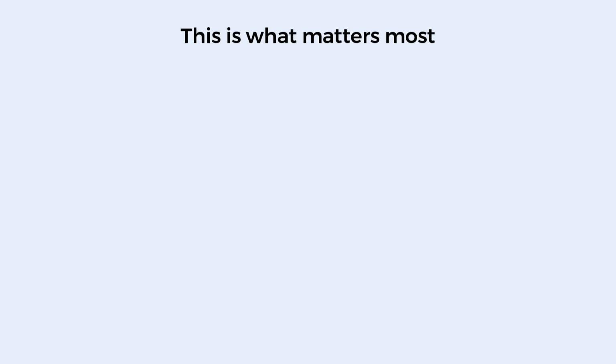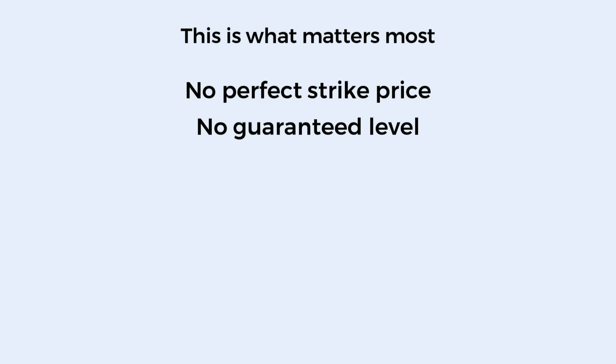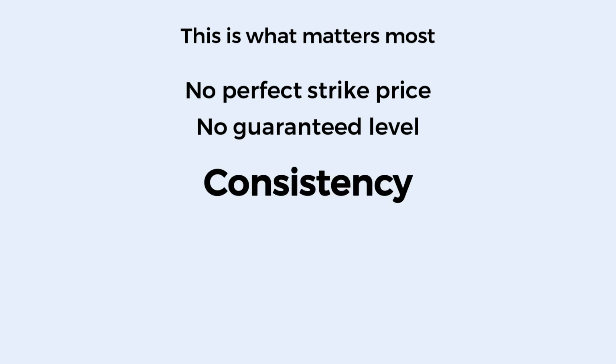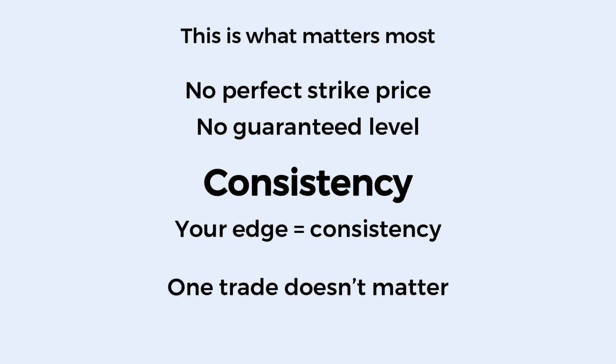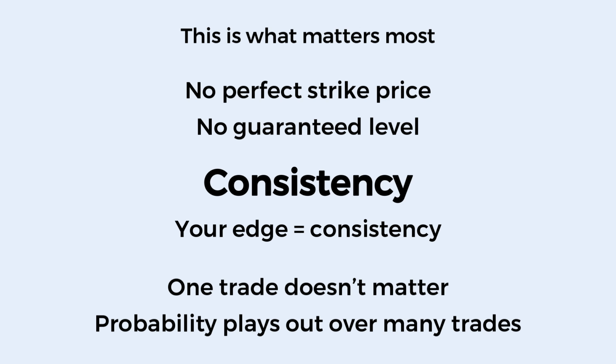But here's the part that matters most. There is no single perfect strike price. There is no exact level that guarantees success. What matters is consistency. If you consistently choose strikes within a similar probability range and manage your risk the same way every time, that's where your edge comes from. Because this is a probability-based approach, and probabilities don't play out over one trade. They play out over many trades. One trade by itself doesn't mean much. What matters is how you execute over time.